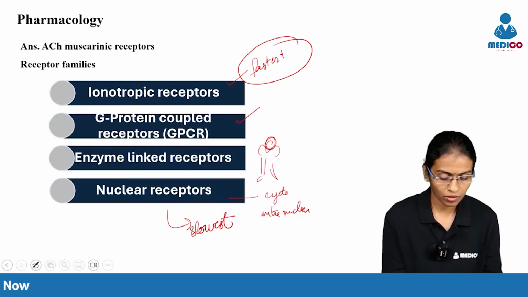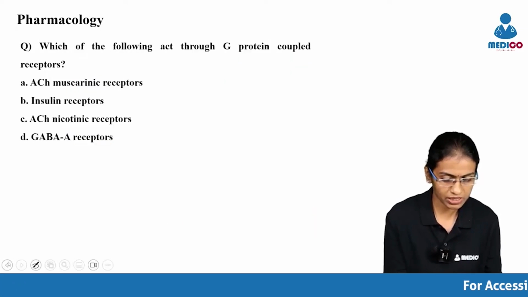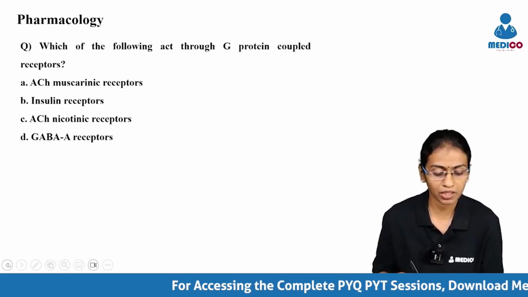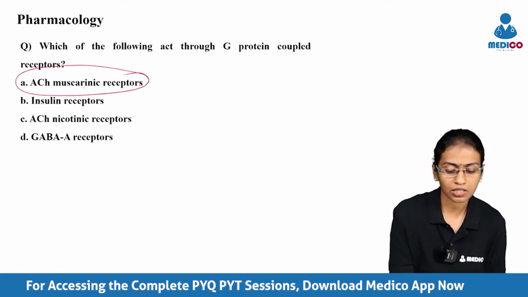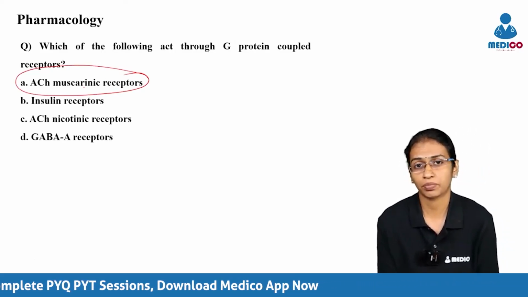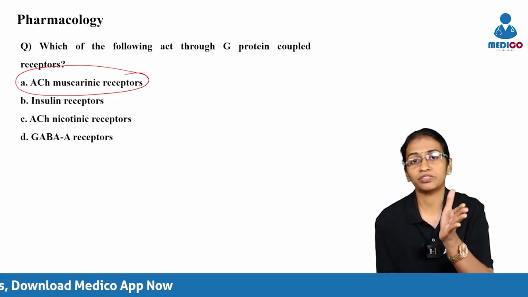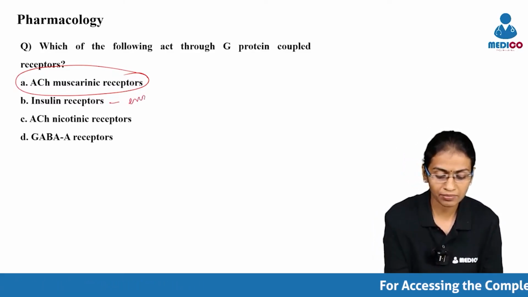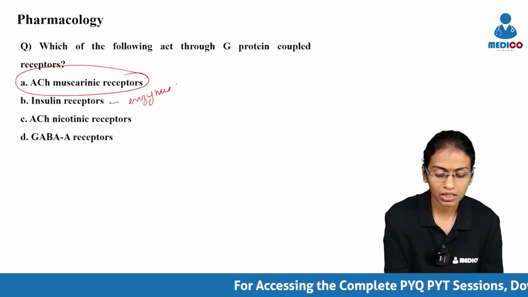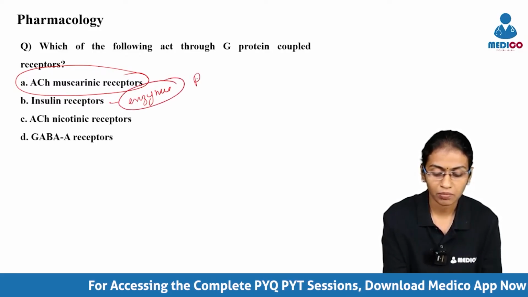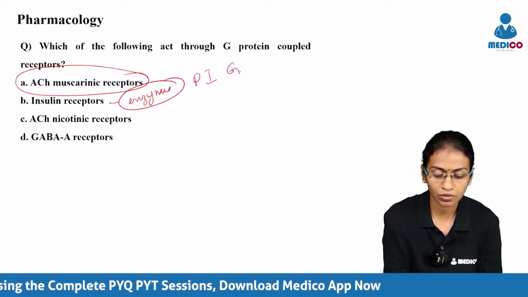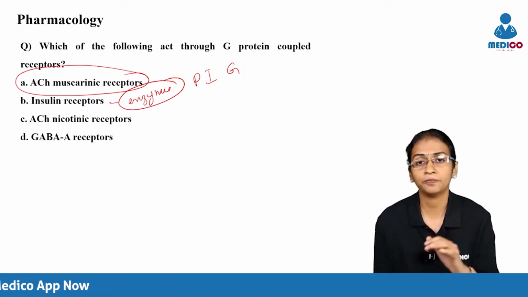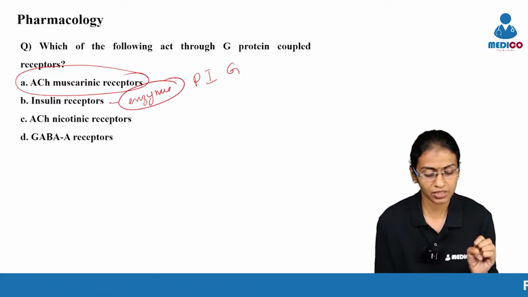Okay. Now what about this question? Among these, which is a G protein coupled receptor? It is your acetylcholine muscarinic receptors. Okay, we'll come to what are the different types of G protein. Insulin receptor is an enzyme linked receptor. What are the other enzyme linked? You can remember prolactin, insulin, growth hormone. These are 3 important drugs that act via enzyme linked receptors.